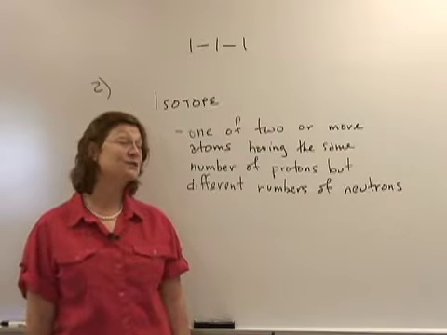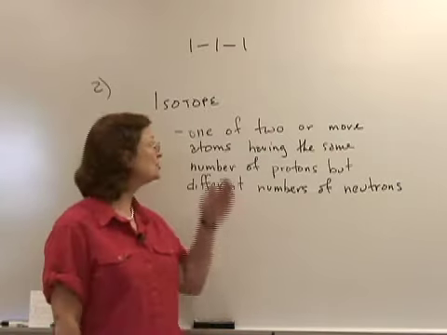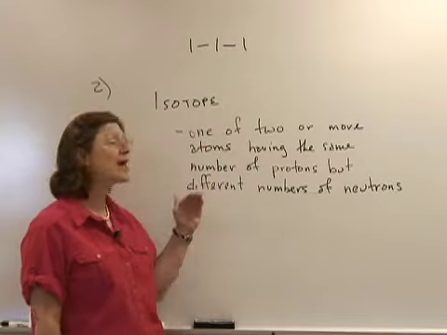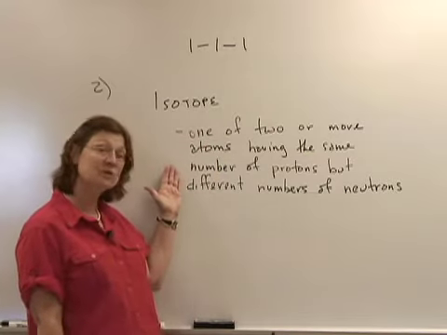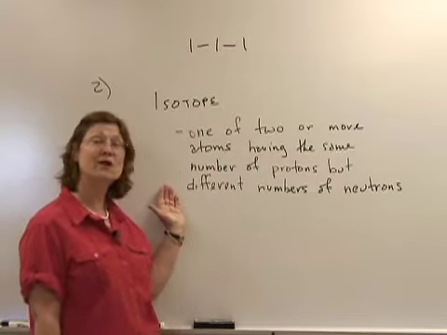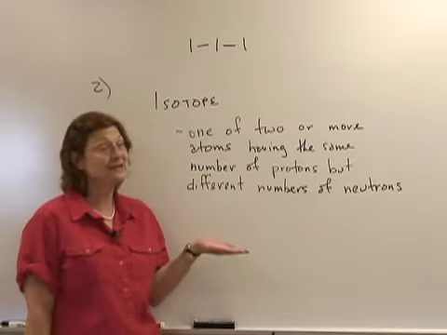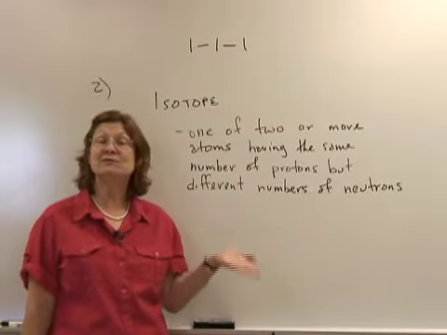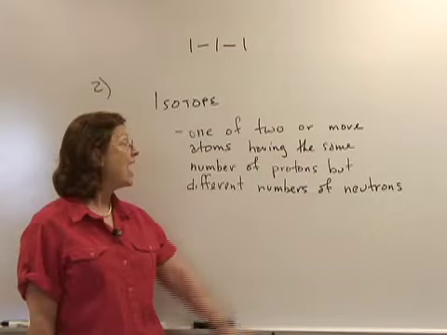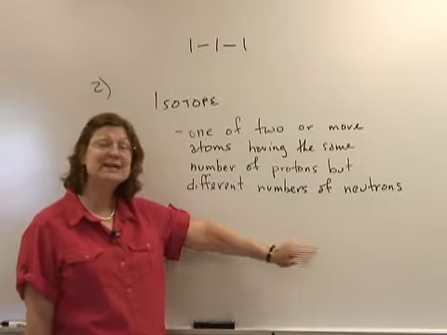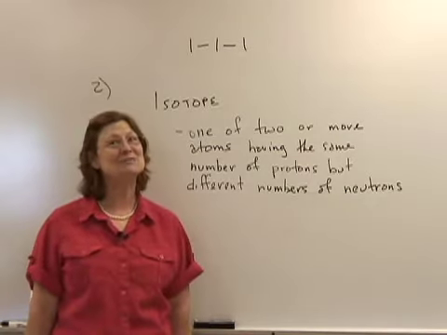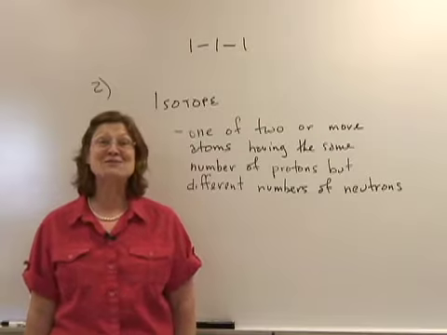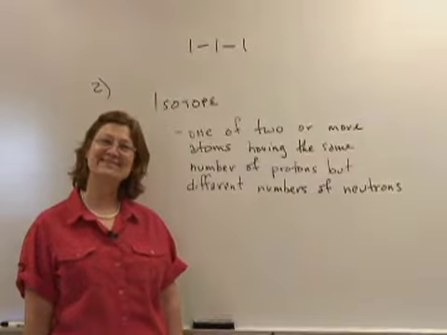Number 2 asks, what is an isotope? Well, an isotope is one of 2 or more atoms having the same number of protons but different number of neutrons. Therefore, it is the same element, but it has a different mass. And we're going to be talking indeed in depth about isotopes. And we'll get ready to take some notes, and I'll see you in a moment.